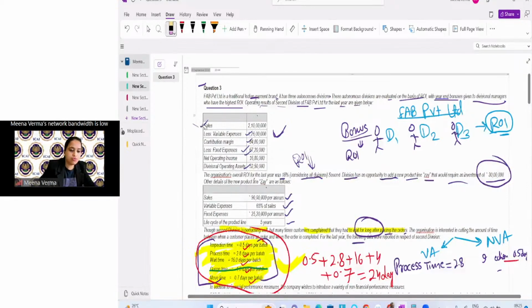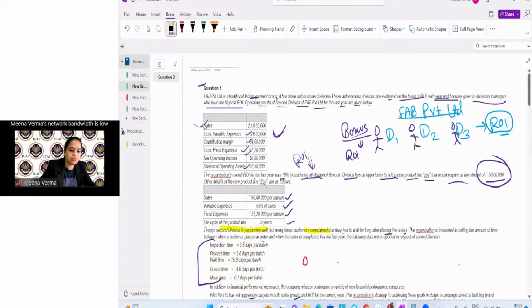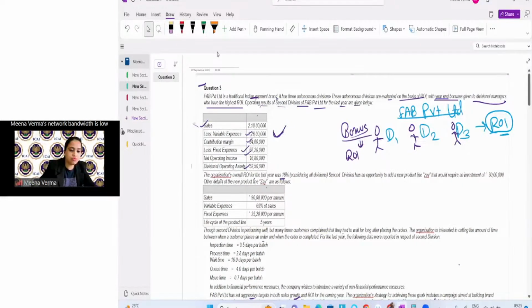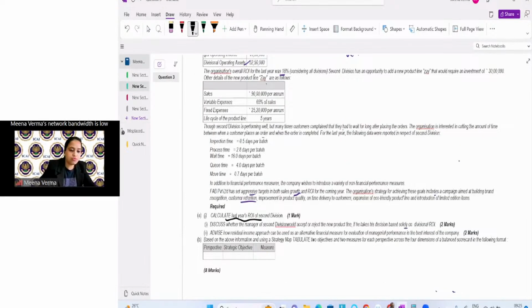Of which division? First, we have to check which division they're asking about, because we have the information of 2 divisions. Though there are 3 divisions, here they have provided 2. Let me complete the question. Calculate, for the last year, the second division. So they're asking you to find the return on investment of the second division. Then discuss whether the manager of the second division would accept or reject the new product line. We will see. First, let's see the return on investment of the division.